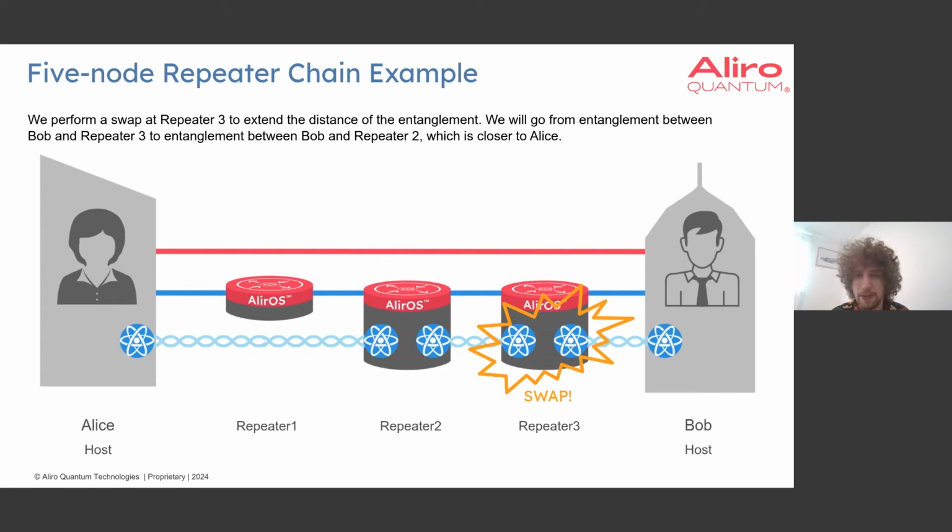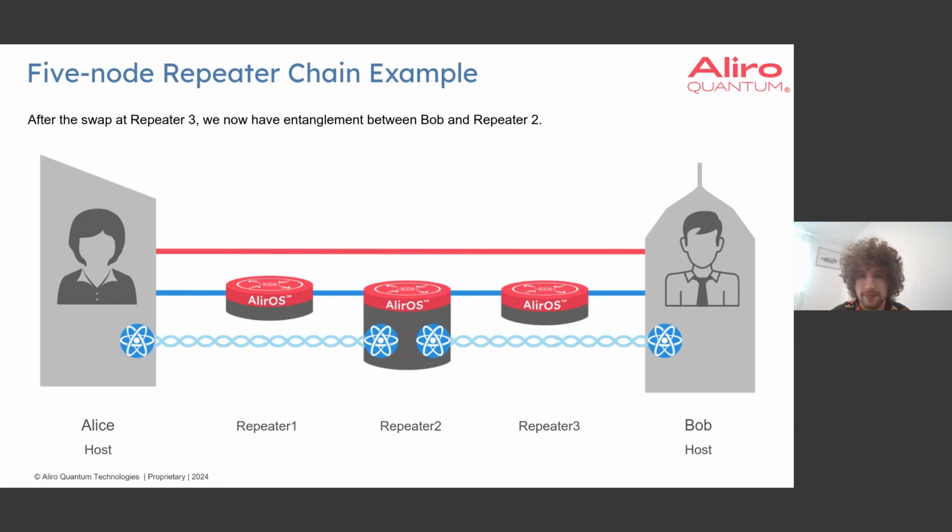Next, we'll perform a swap at repeater 3 to extend our entanglement from repeater 3 and Bob to Bob and repeater 2, which is closer to Alice. It's important to note that we could have done the 2 swaps we mentioned at the same time or in opposite order. After the swap, we went from entanglement between Bob and repeater 3 and entanglement between repeater 3 and repeater 2 to having entanglement between Bob and repeater 2.